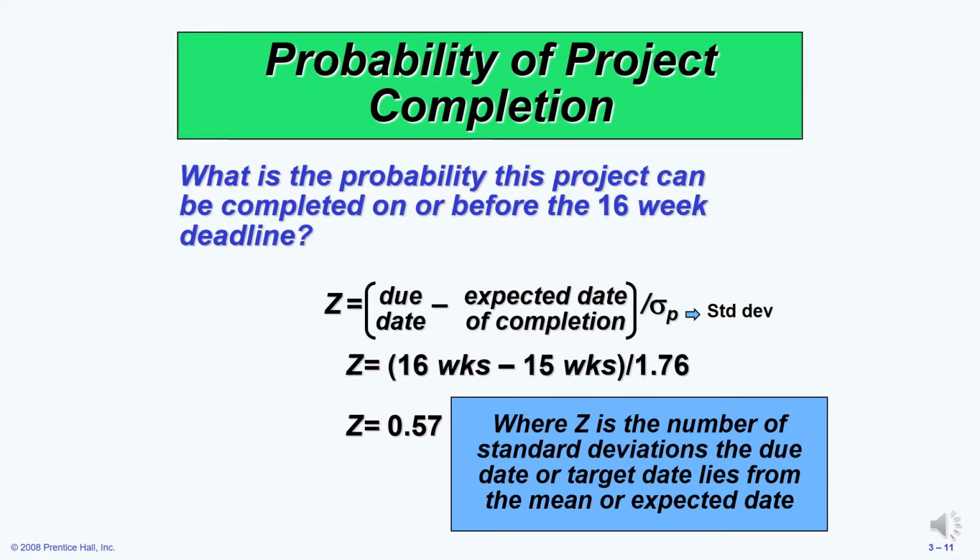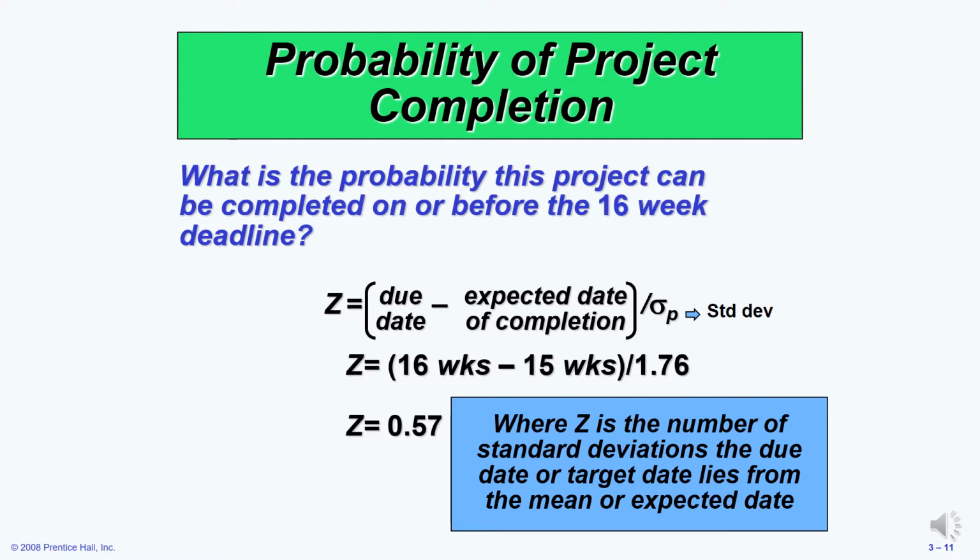So, the due date of the project is 16 weeks. The expected date of completion is 15 weeks, which is a little earlier. So we expect to complete the project in 15 weeks. However, the deadline for project completion is 16 weeks. The question we are asking here is, what is the probability that this project can finish before the deadline or on the deadline? So on or before that 16-week deadline. So 16 weeks minus 15 weeks is your due date minus your expected date, and it's divided by your standard deviation. When we've computed that, you'd get your Z value of 0.57.